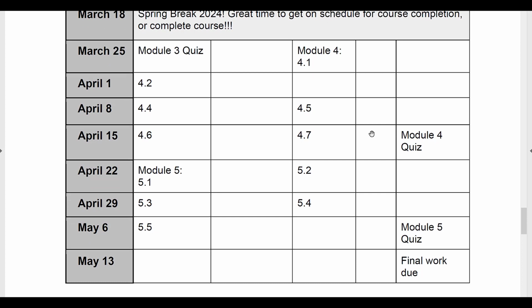But make sure that you are able to do a pace that's going to work both with your lifestyle and whatever other constraints you have in life, so that you can complete everything.